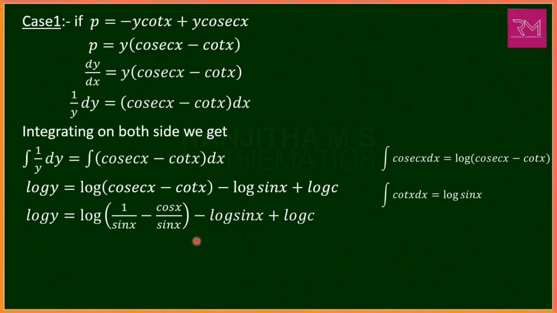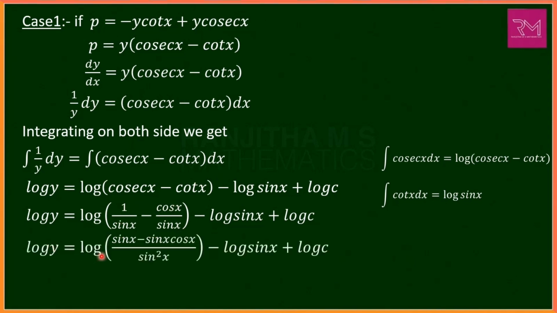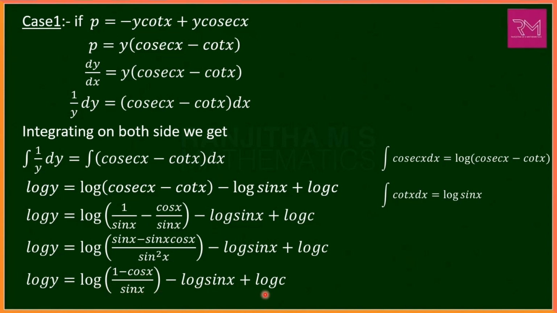Here cross multiply these two values, we get log y, which is equal to log of sin x into 1 is sin x minus sin x into cos x divided by sin x into sin x, sin square x, minus log of sin x plus log c. Here if we take sin x as common, we get sin x into 1 minus cos x. So we can cancel sin x and sin x here. We get log y, which is equal to log of 1 minus cos x divided by sin x minus log of sin x plus log c.